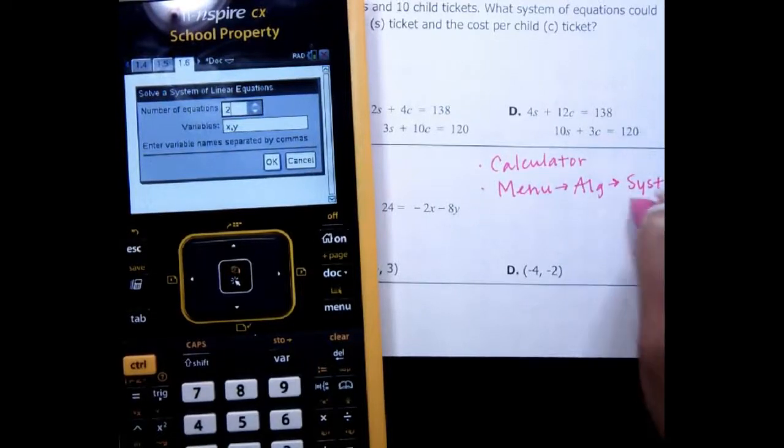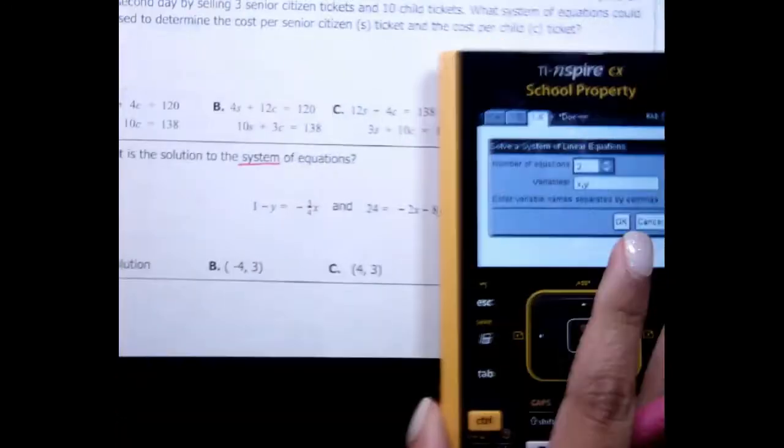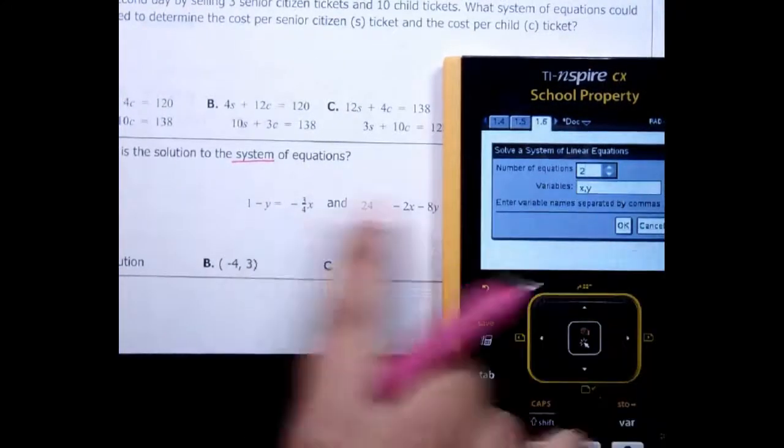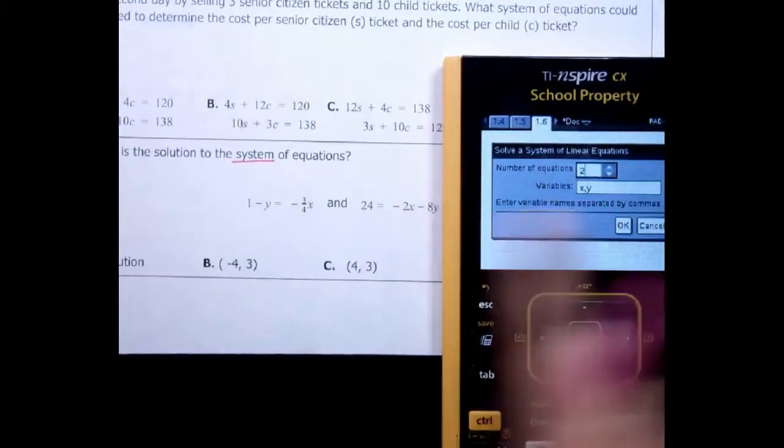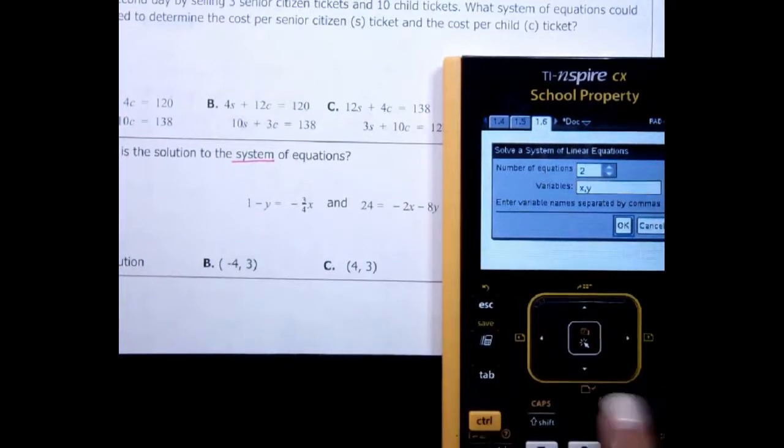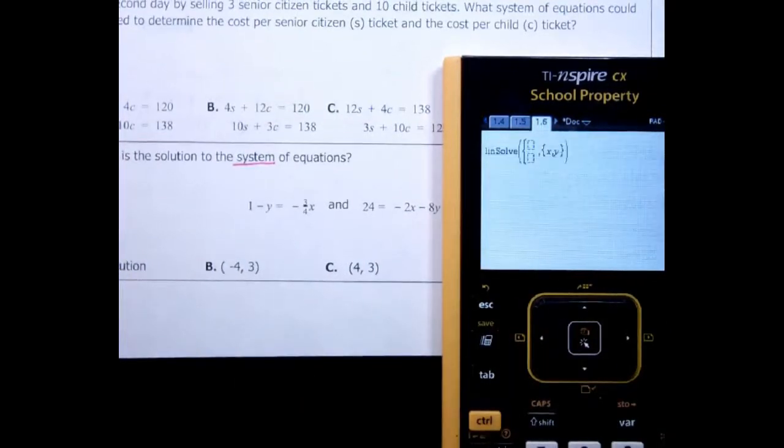System solve. Well, the calculator is going to ask me 2 questions. How many equations do I have? I have 2. And what are the variables? x and y. So I'm just going to scroll down to OK. I'm going to input each equation into its own separate box. So I'm going to put the first equation here and the second equation here.